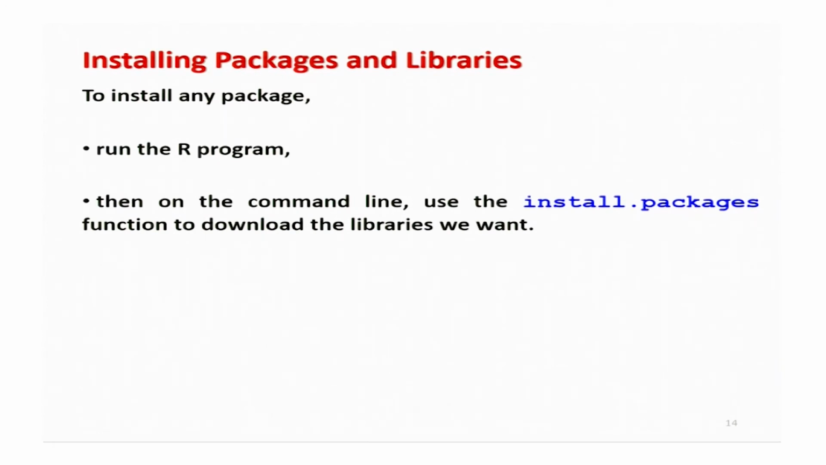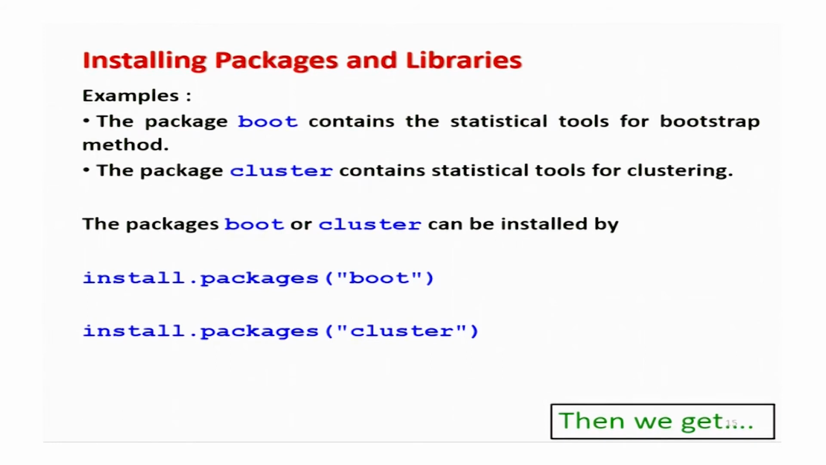So, now the question is how to download and how to install these packages on your R computer. To install any package, first you have to execute the R program, and on the R console, on the command line, you simply type install.packages, all in lowercase alphabets. This function will help you in downloading the libraries that you want. Whatever you want, you have to give that name inside the parenthesis within double quotes, right.